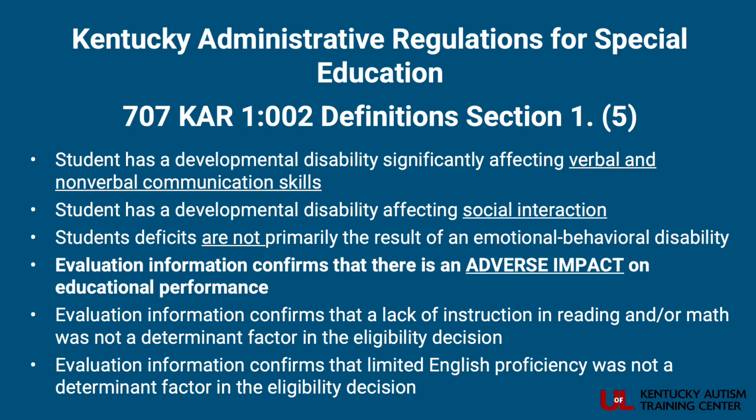This is a really big one. Again, there needs to be an adverse effect on their educational performance. Evaluation information confirms that it wasn't due to a lack of instruction in reading and math, and that's why there are some of these gaps. And the evaluation also confirms that limited English proficiency was not a determining factor in the eligibility. Again, this is not to say that if a student has limited English proficiency they may not qualify, but it definitely has to be looked at and peeled apart a little bit more by the team.